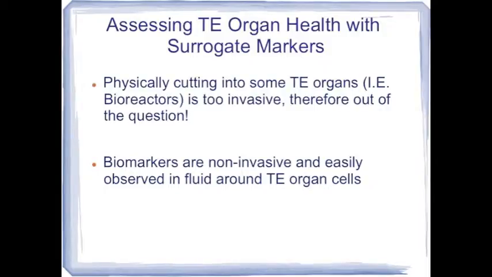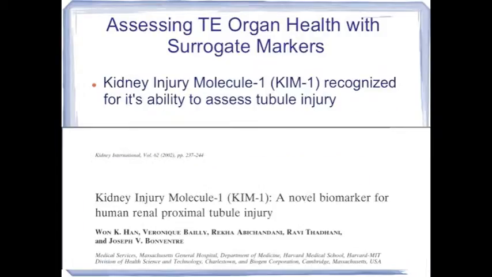Now, I spoke a lot about biomarkers and how they're going to be used, and I wanted to point out that biomarkers will in fact be used to assess the health of tissue engineered organs. In many tissue engineered organs, like the bioreactor I discussed earlier, cutting into them would be far too invasive. If you were to cut into a bioreactor, it would automatically expose the cells inside the bioreactor to the autoimmune functions of the body and would essentially destroy the bioreactors. So that can't happen. So instead, the use of biomarkers in the fluid surrounding tissue-engineered organs, I believe, would be a very useful, non-invasive approach to assess the health of tissue-engineered organs.